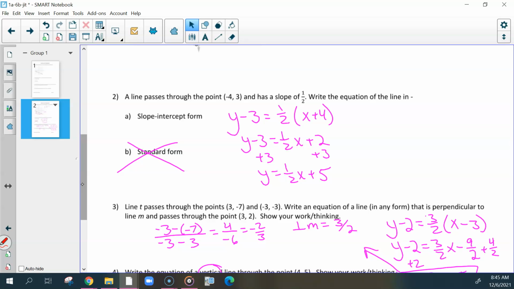Remember that the way Khan Academy does it is using your slope-intercept form, and that method works, but you do still need to know how to use this method for the test. Questions on number 2?